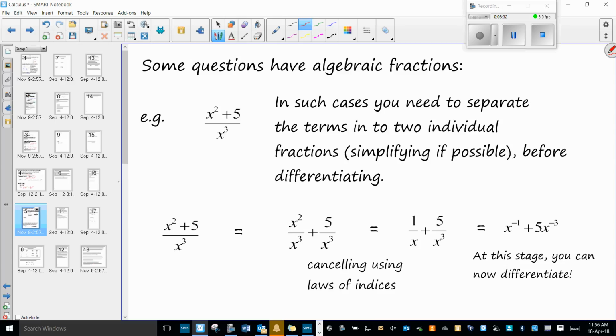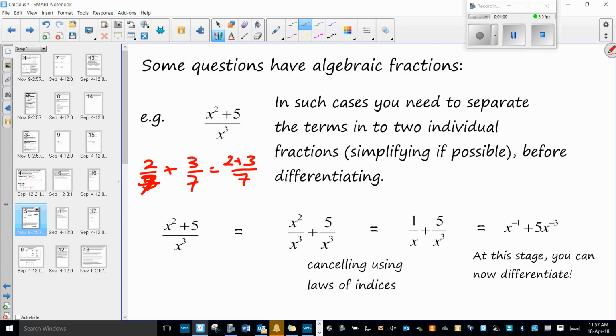I may as well do this as well. And so some questions have direct fractions. Okay. In such cases, you need to separate the terms into 2 individual fractions. Now, do we appreciate that if I had 2/7 plus 3/7, how would I join those together? I'd just add the top, so this would become 5/7. So I could write 2 plus 3 over 7. You agree with that? Yeah?